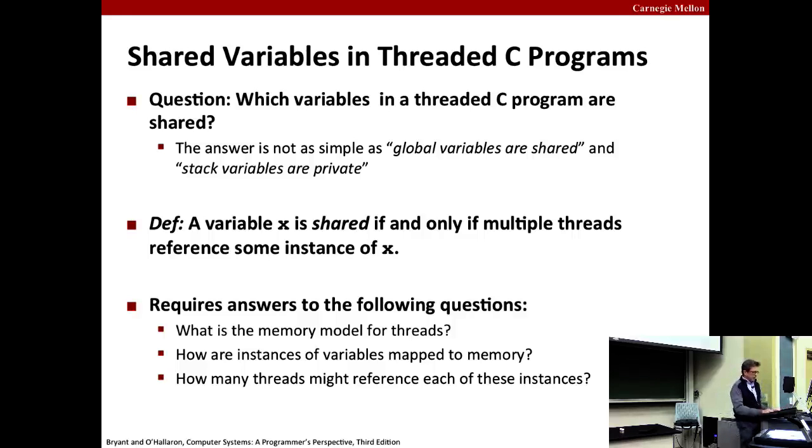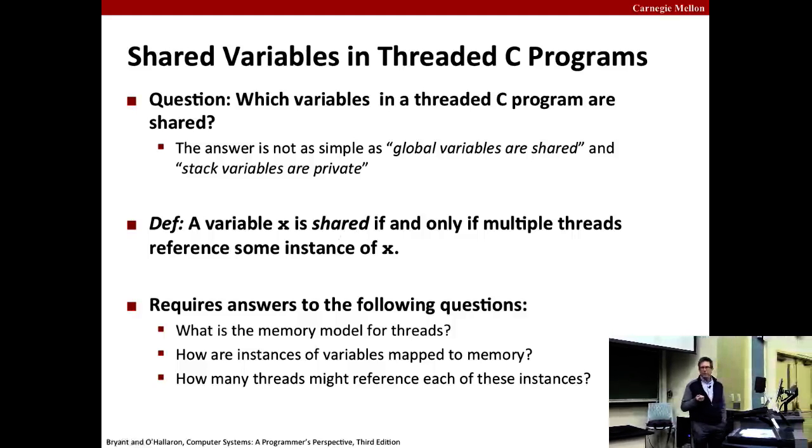Okay. So to understand how to synchronize threads, we first need to have a clear idea of what we mean by sharing in threaded C programs. So the answer is not as simple as global variables are shared and stack variables are not shared. Instead, a variable x is shared if and only if multiple threads reference some instance of that variable x. Right, so if only one thread is accessing a particular variable, then it's not shared.